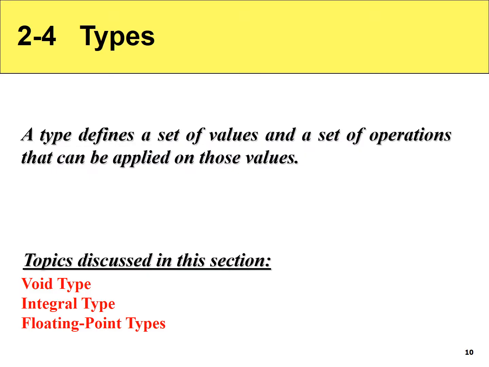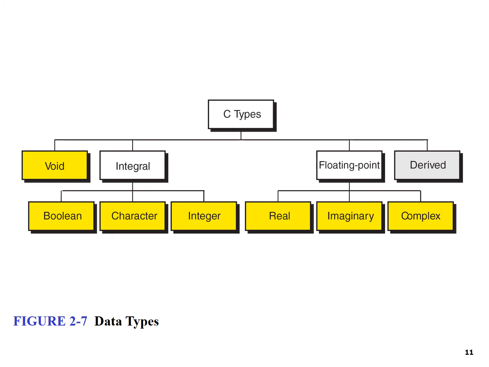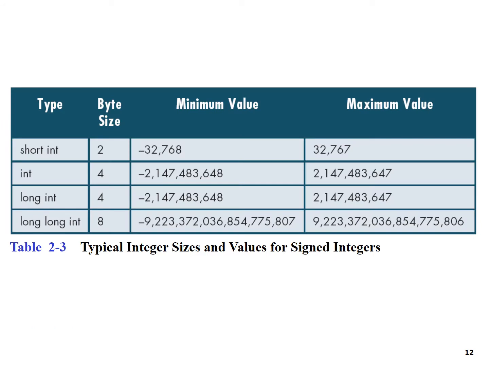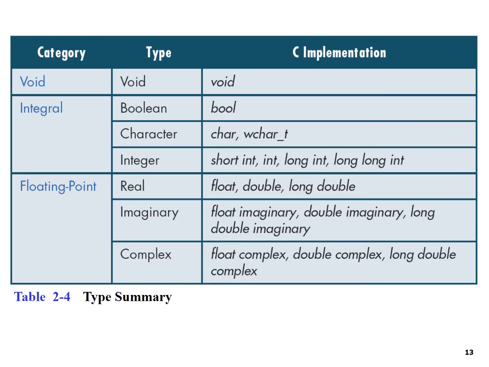Then the types. The type defines the set of values and the set of operations that can be applied on those values. Then the four types in C: void, integer, floating point, and derived data types. This one is the example of the integer size and value for a sign, and this one is the implementation of the C for various types.